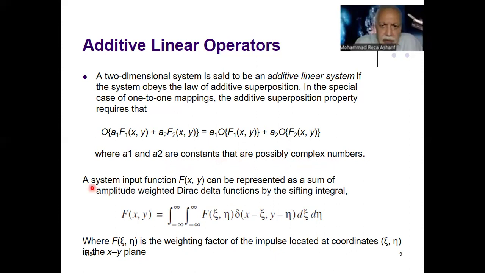A system input function f(x,y) can be represented as the sum of the amplitudes of shifted delta functions in an integral. So f(x,y) is the integral of f(eta, zeta) delta(x minus eta, y minus zeta). This is the convolution. f is the weighting factor of the impulses in the xy plane.